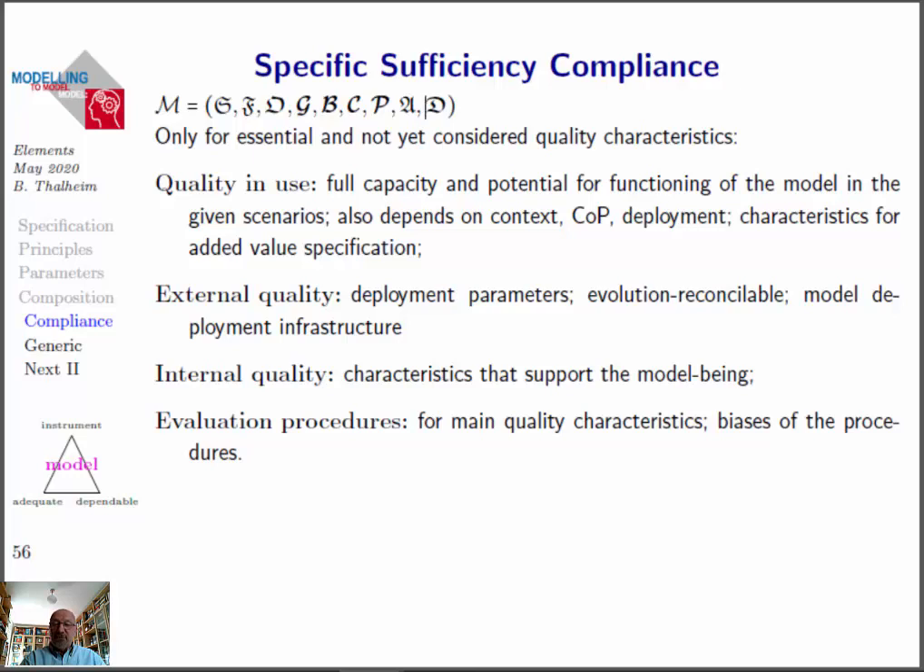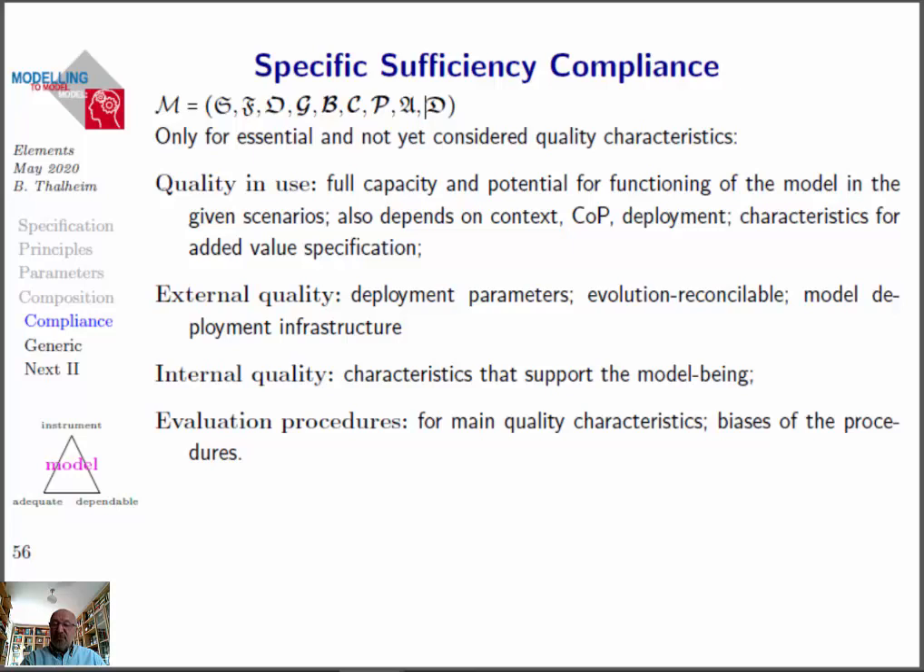Quality in use means we have the full capacity and potential so that the model is functioning in the given scenario as an instrument. That depends on the context, on the community of practice, on the way how we deploy the model, and maybe we have to add some additional characteristics for the added value specification. The external quality is now defined by the deployment parameters.